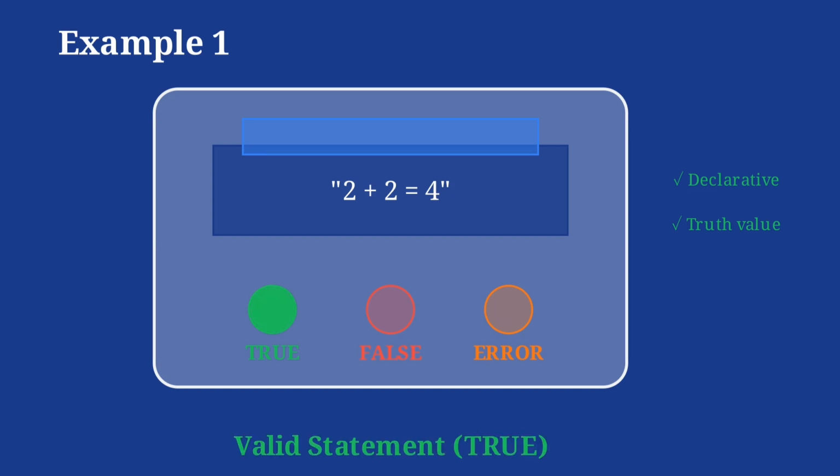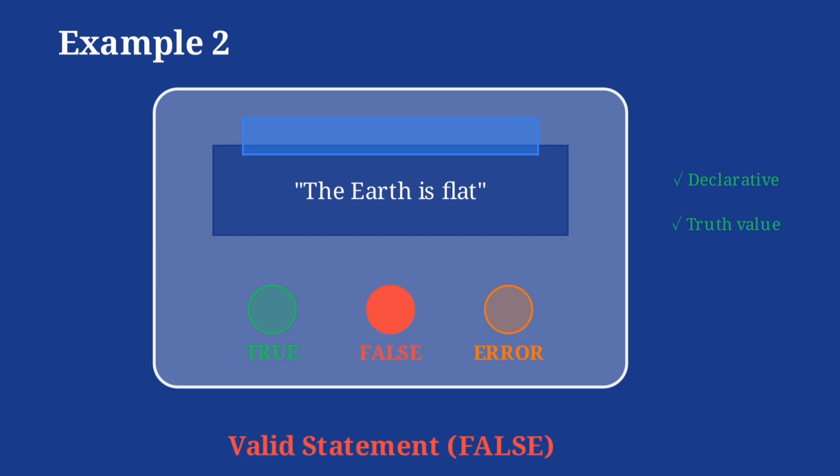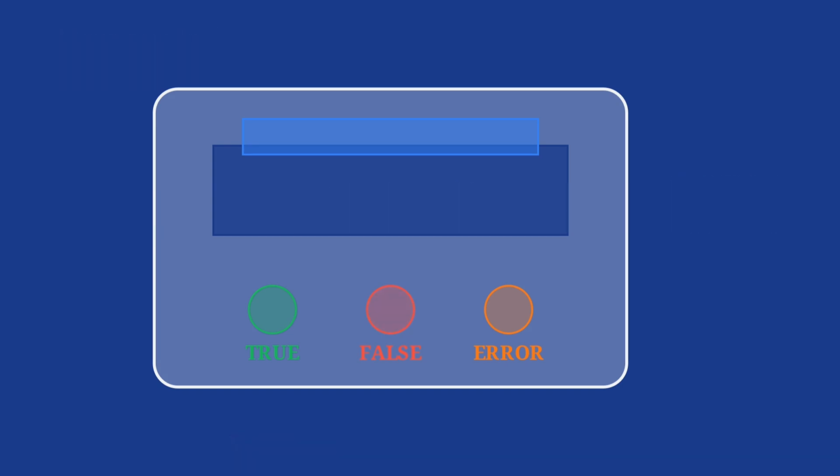Example 2. We feed in "the earth is flat." Is it declarative? Yes. Does it have a truth value? Yes, it does. Even though this statement is false, this is also a perfectly valid statement. You should know that a statement doesn't have to be true. It just has to have a truth value.